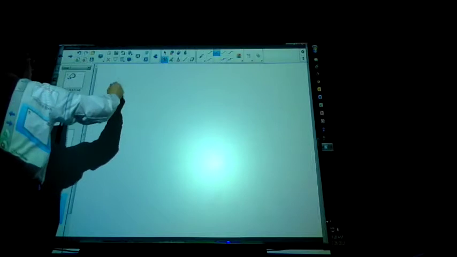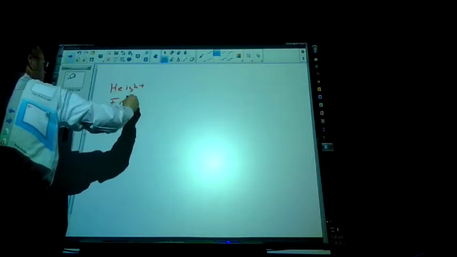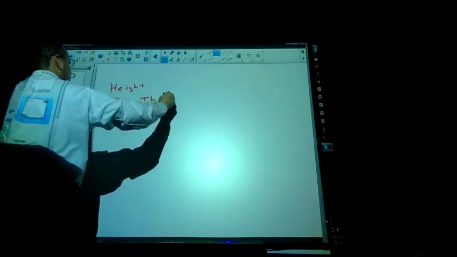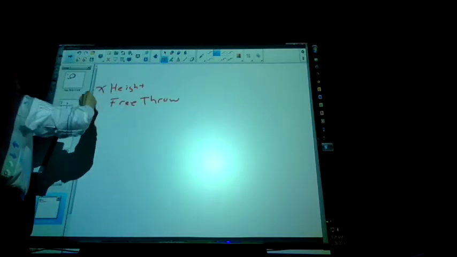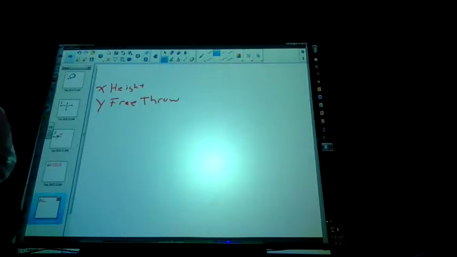So, height versus free throw. Height is x, free throw is y. And let's plug this into the calculator to have some fun.